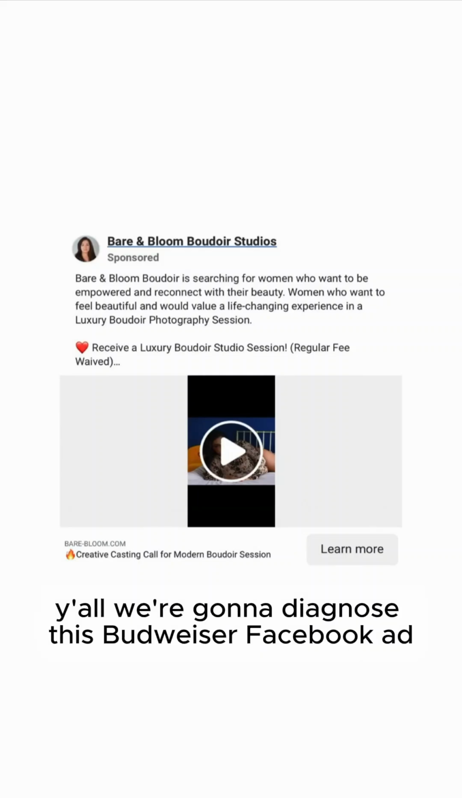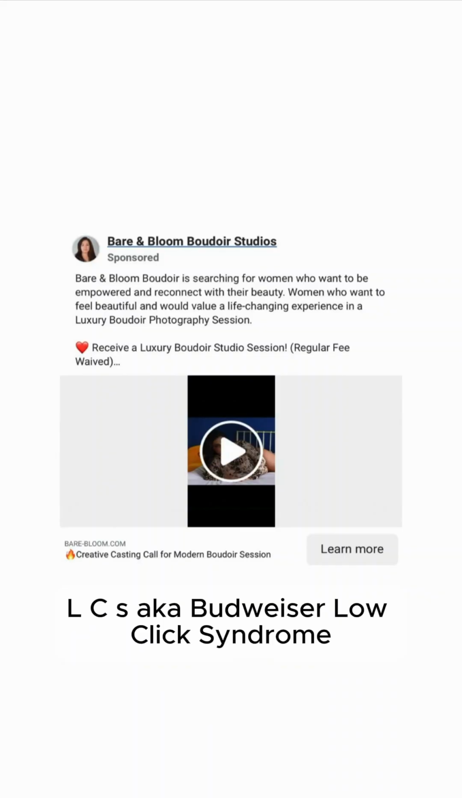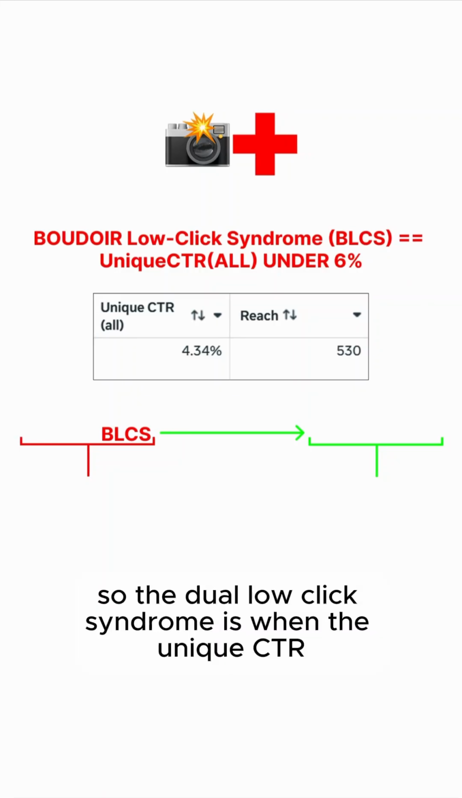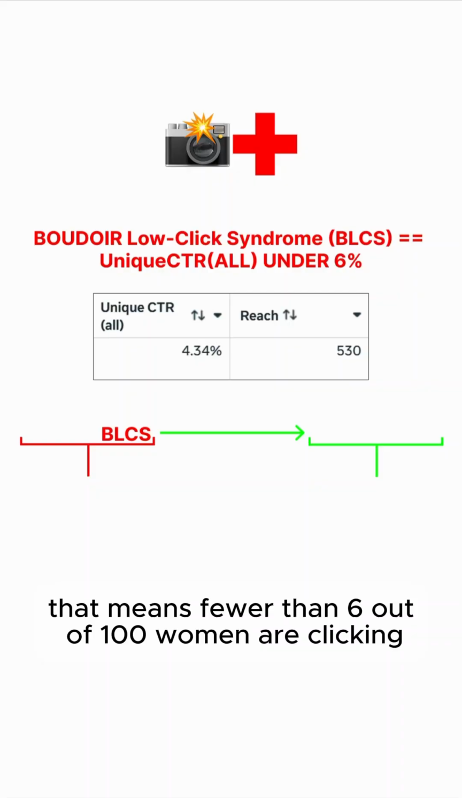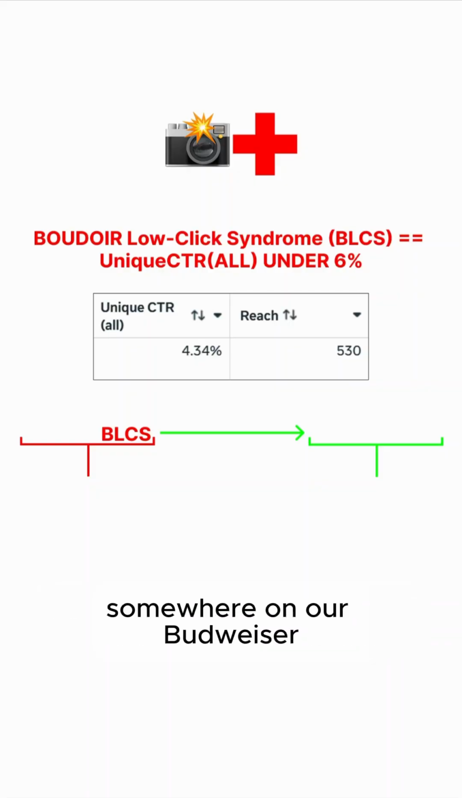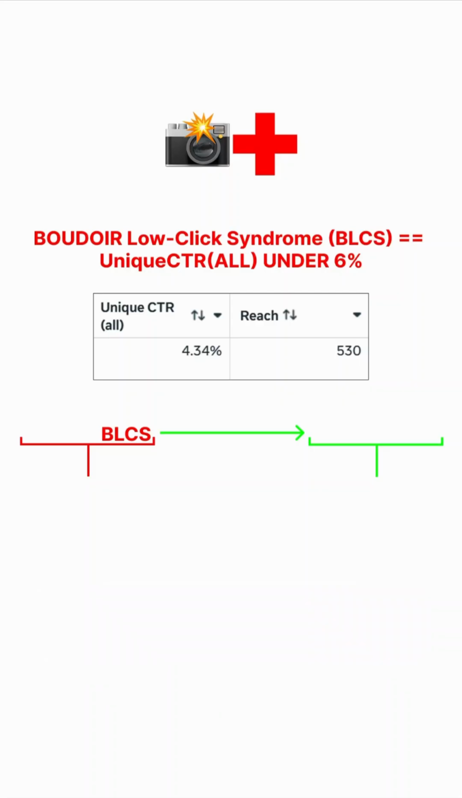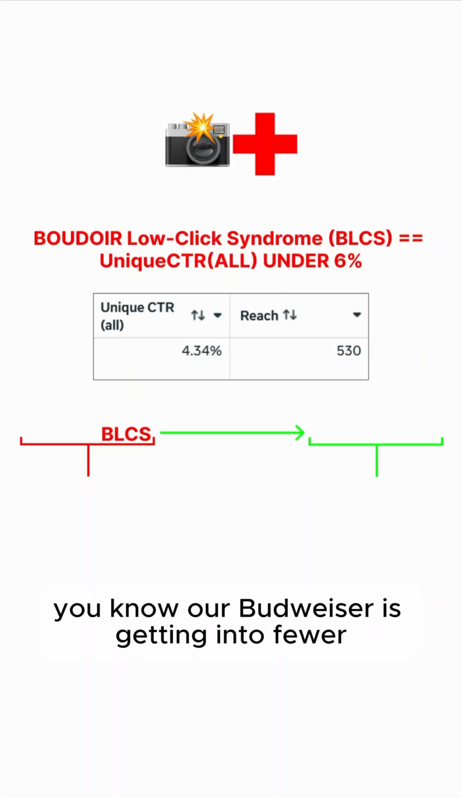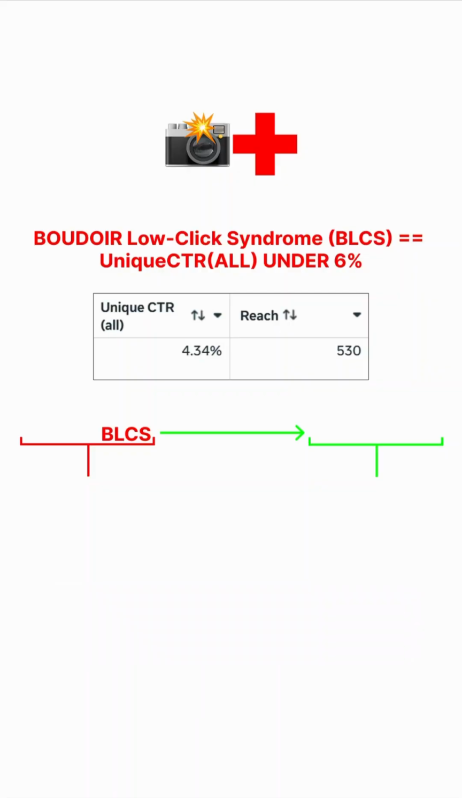All right, y'all, we're going to diagnose this Boudoir Facebook ad, see if we believe it has BLCS, aka Boudoir Low Click Syndrome. So, Boudoir Low Click Syndrome is when the unique CTR of our Boudoir Facebook ad is under 6%. That means fewer than 6 out of 100 women are clicking somewhere on our Boudoir Facebook ad, which actually means our Boudoir Facebook ad is getting into fewer than 6 out of 100 women's brains.